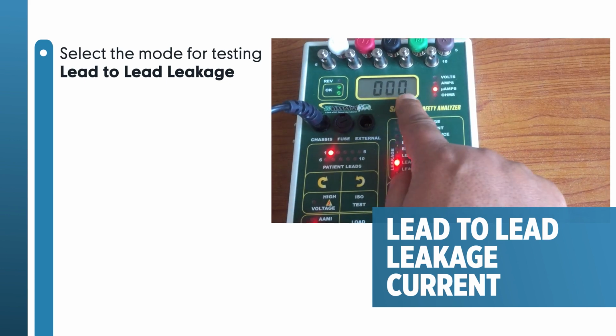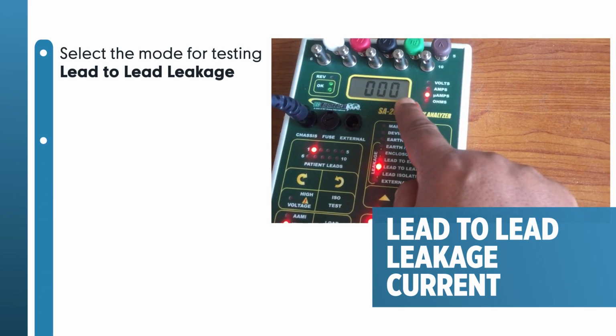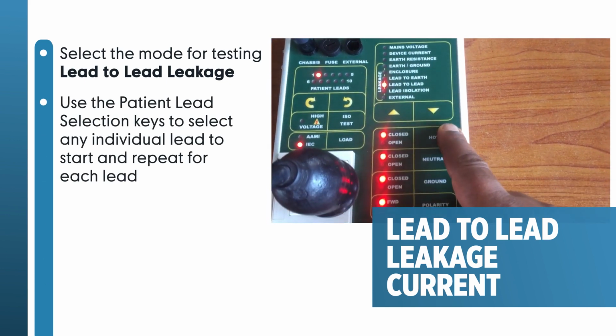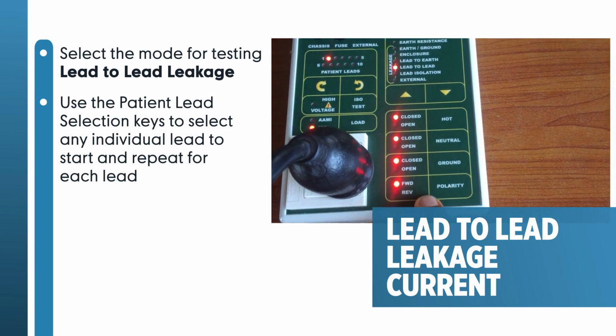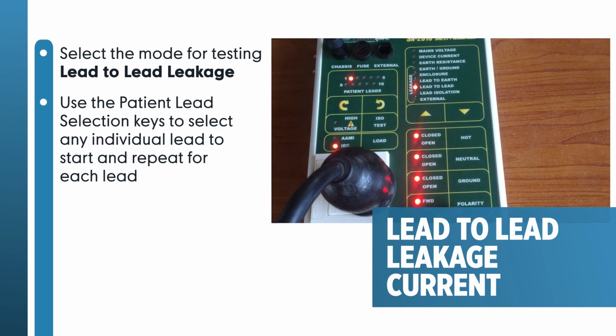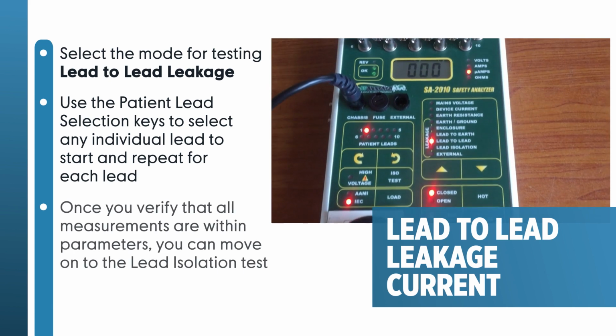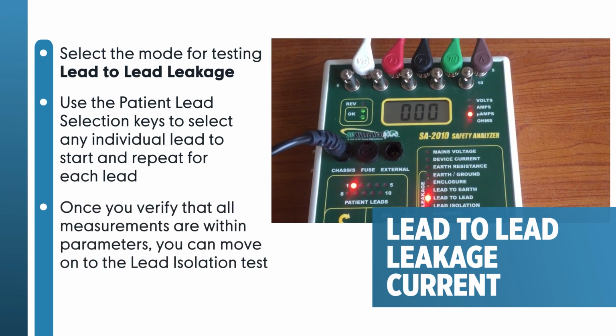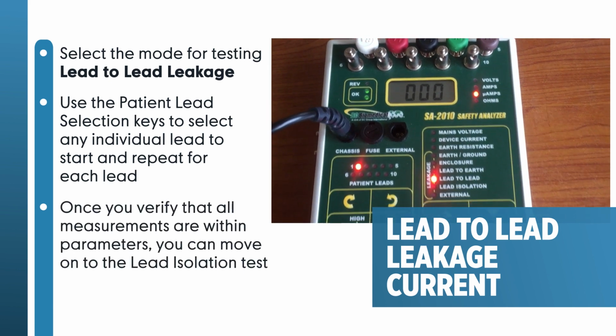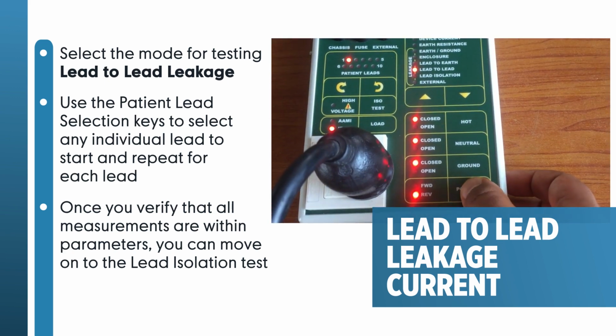Select the mode for testing lead-to-lead leakage. Use the patient lead selection keys to select any individual lead to start, and repeat for each lead. Once you verify that all measurements are within parameters, you can move on to the lead isolation test.